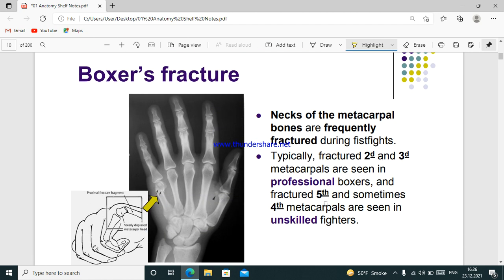And what is the boxer fracture? The boxer fracture is basically a fracture of the neck of the metacarpal bones, which are frequently fractured during a fist fight.